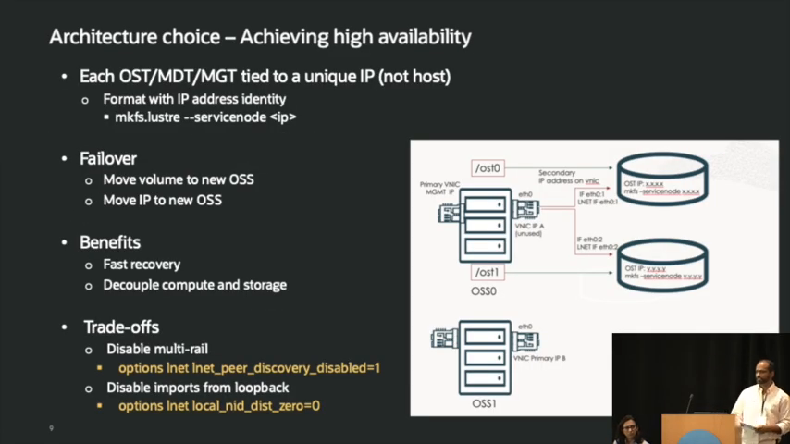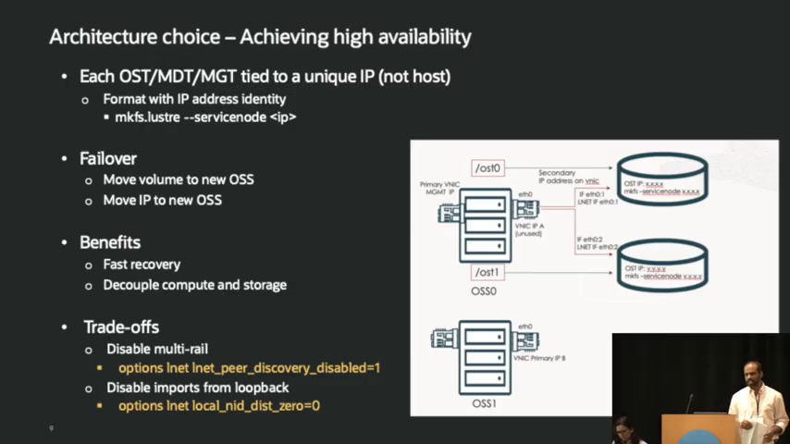And again, continuing with high availability, we use 1 IP address per Lustre target: MDT, OST, MGT. And with the virtual networking that we have, we can move these IP addresses within sub-second, within a few milliseconds, from one place to another. I think we first move the IP address and then we move the volume.